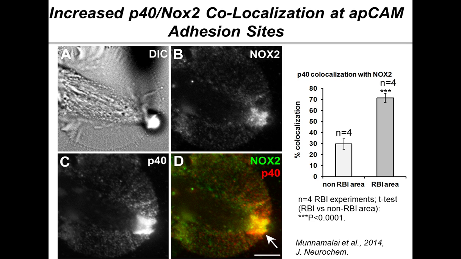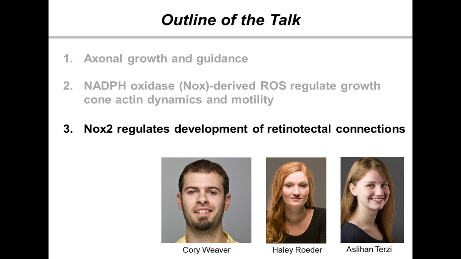Then in the other images, you can see Nox2, P40, and the color overlay. And what you can clearly see here is that there's not only more of those two proteins around the adhesion site, but they're also co-localized significantly at this adhesion site, suggesting that the activation of Nox2 may play a role in this process here, in adhesion-induced advance. And this is quantified here in the right panel for experiments. So the RBI area means the bead area, the adhesion area, where you have more co-localization than in adjacent areas.